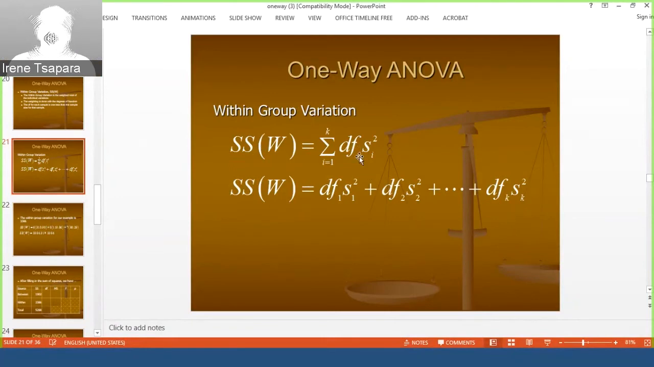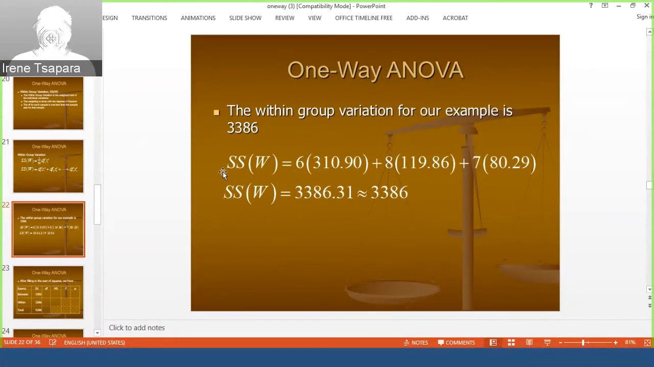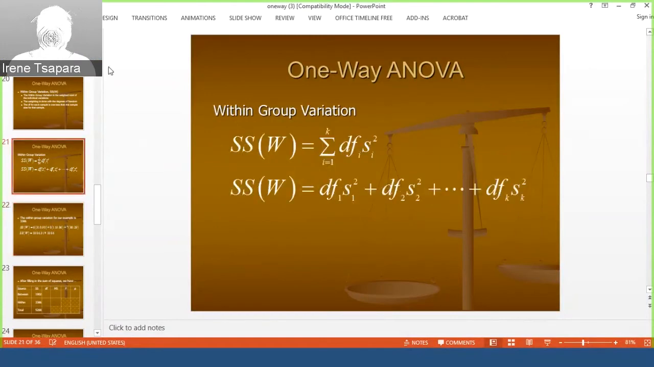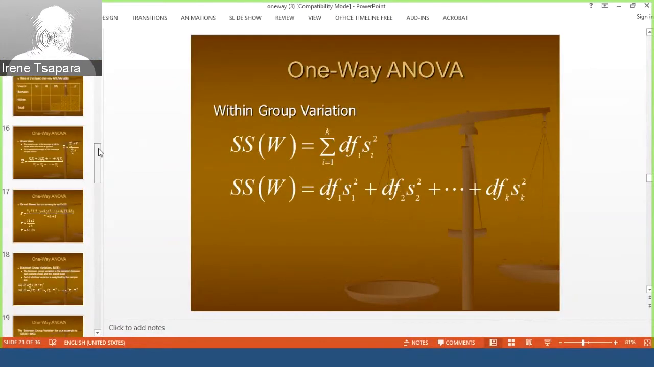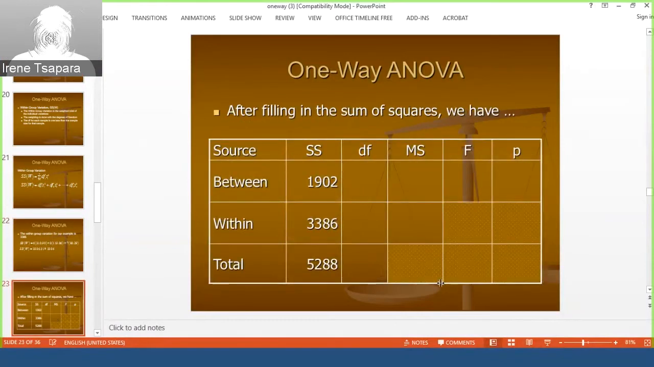The degrees of freedom for each one of the samples is nothing else than the independent variables considering the specific sample, and since we are talking about one sample, it will be nothing else than the sample size minus 1. So the SSW for this problem will be 6. Remember, the sample size was 7 times the sigma squared, right? The standard deviation squared. And I don't remember which slide that was. And your calculation will give you 3386.